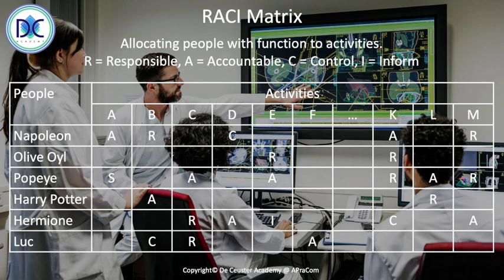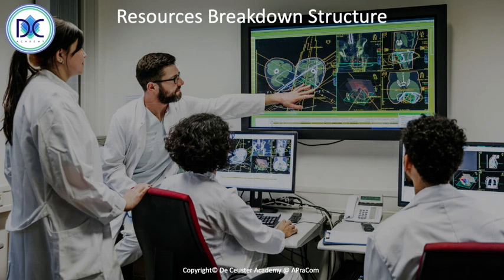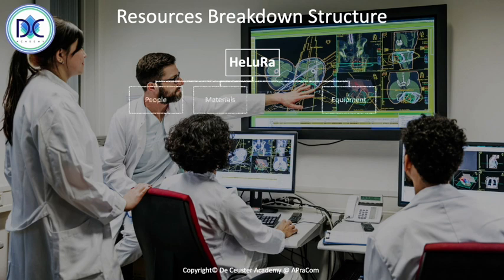The third thing that is quite interesting when we're talking about resources is that you can also create a resources breakdown structure. This was a little exercise I did with some friends. We call the project Elura. And we look at people, materials, and equipment. So that's the second level. We're looking at the different people, the materials, and equipment that we need for our project.